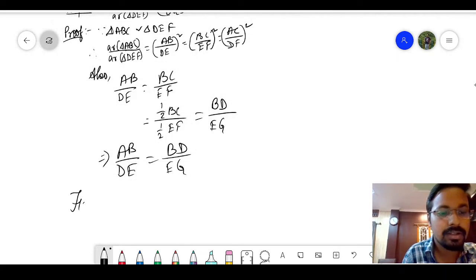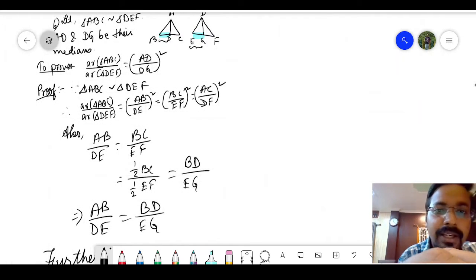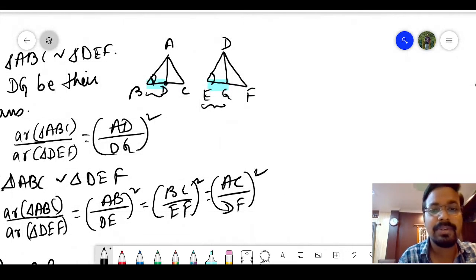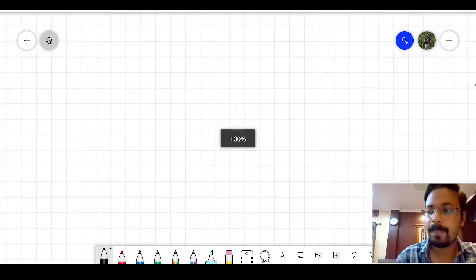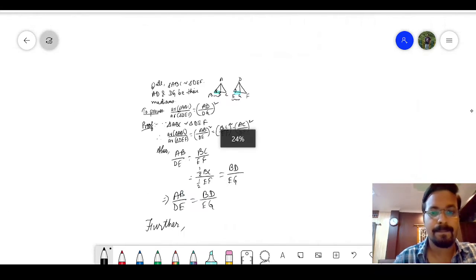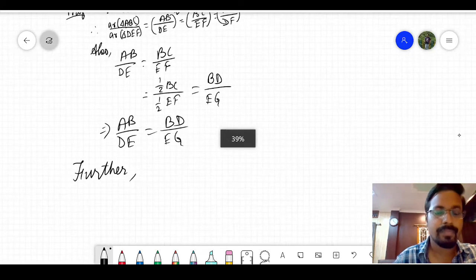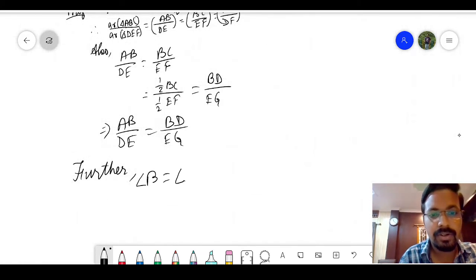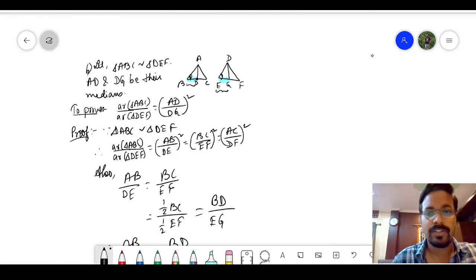Further, we also have angle B equal to angle E. Obviously, since triangles ABC and DEF are similar, their corresponding angles will be equal. So we can write angle B is equal to angle E, corresponding parts of similar triangles. Okay, so angle B is equal to angle E.